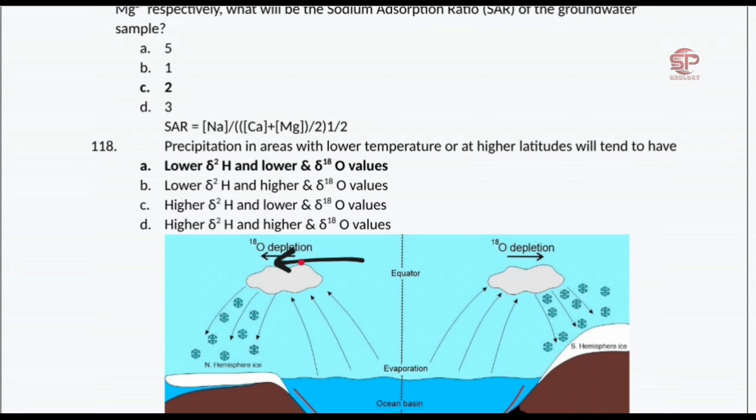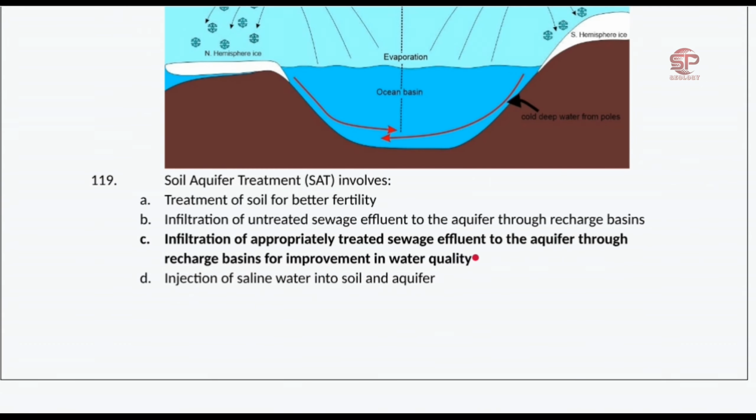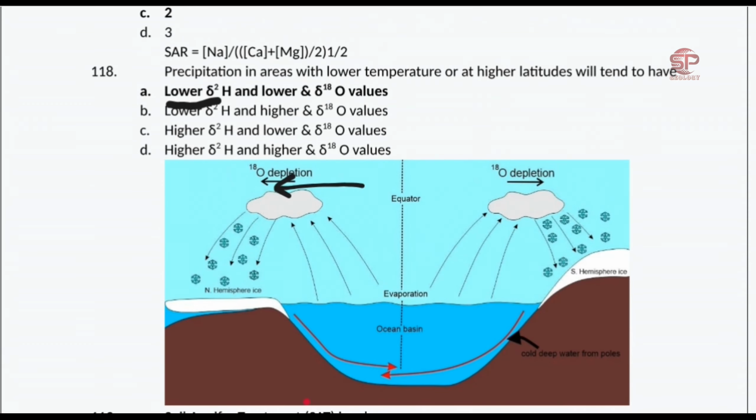So O16 will be more in the cloud and O18 will be less. So that's why the delta 18 value will be lower at higher latitude. And also H2, that is also heavier, so that will also be less at higher latitude. So answer will be A. You see here, from the equator towards higher latitude, 18 degrees.